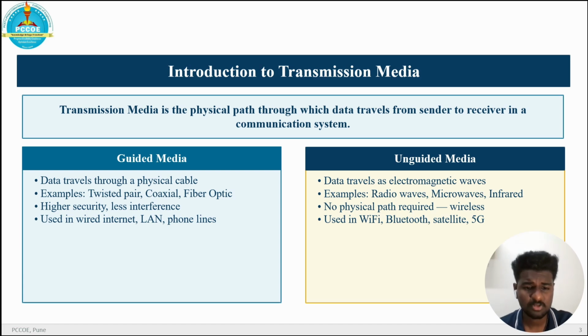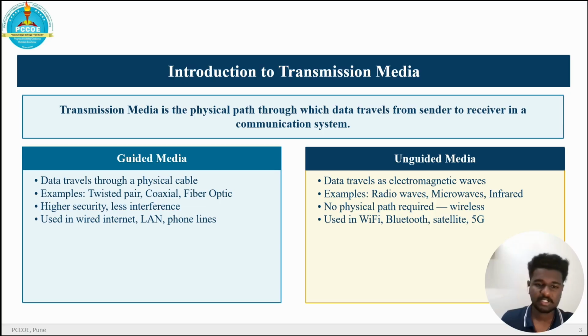Now, transmission media is broadly divided into two major categories. The first is guided media and the second is unguided media. Guided media, also called wired or bounded media. In guided media, the data travels through a physical cable or a wire. The cable acts as a guide for that data signal, hence the name guided. Examples include twisted pair cables, coaxial cables, and fiber optic cable. Key features are high security, less interference, and reliable speed. These are used in wired network connections, local area networks or LANs, and telephone lines.